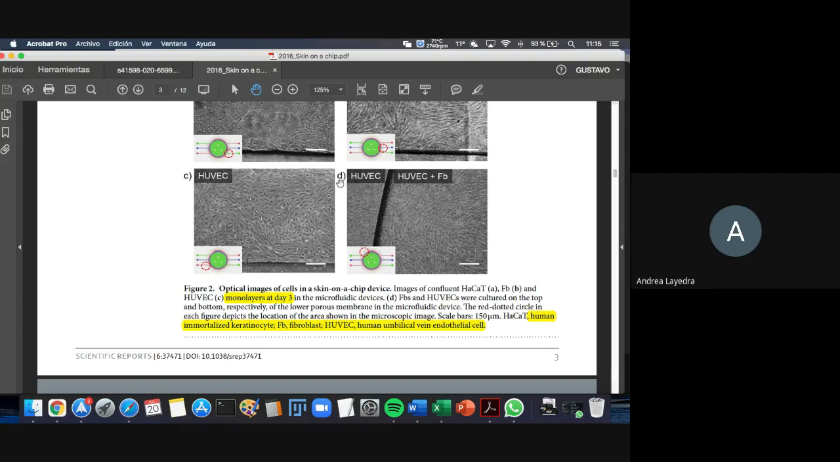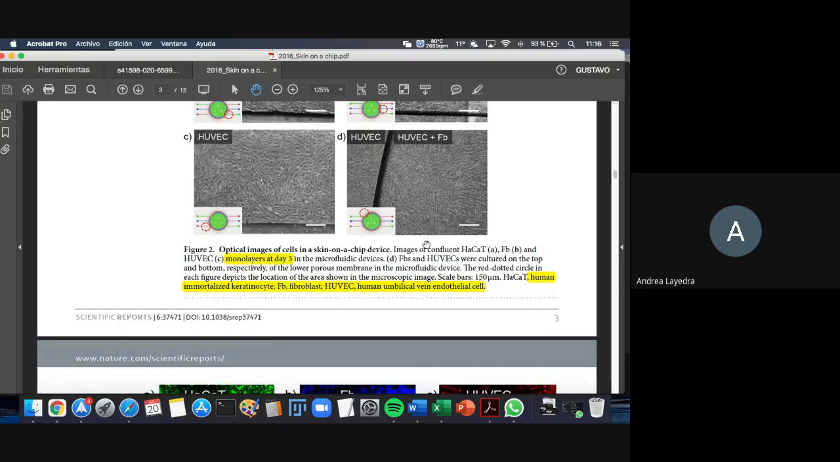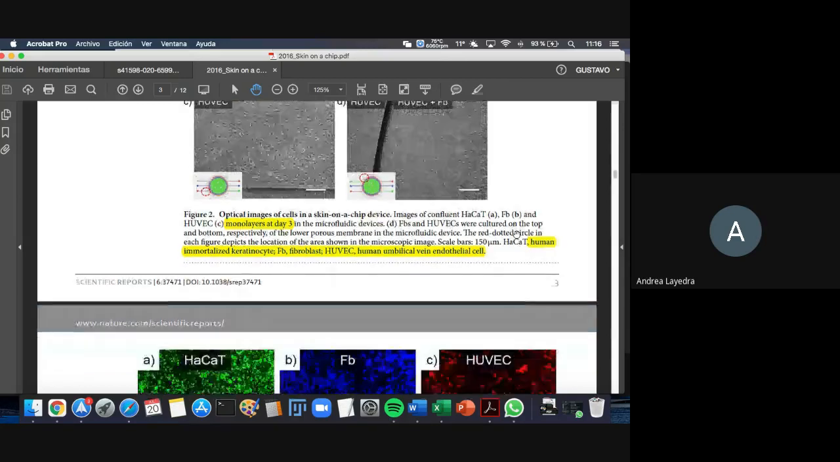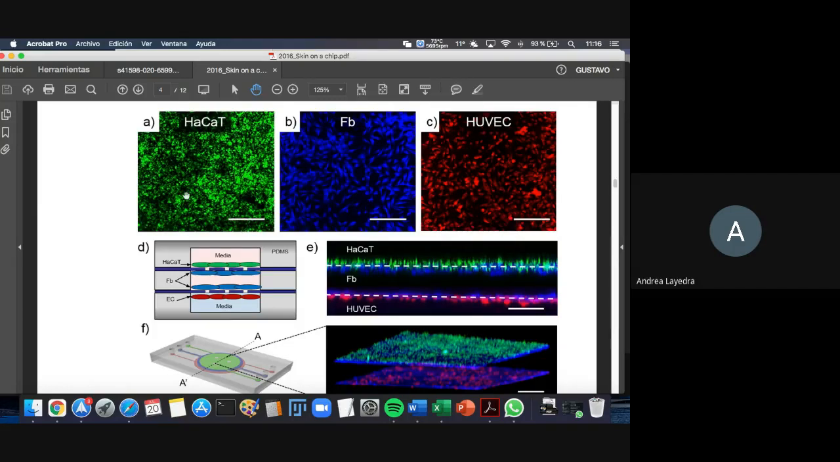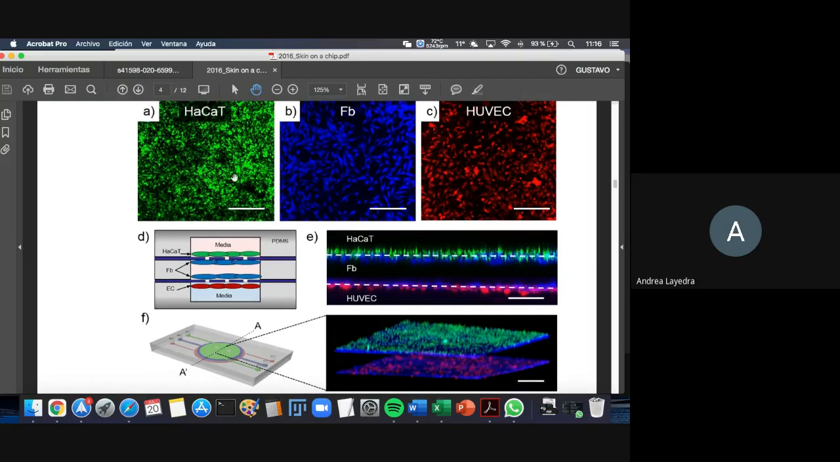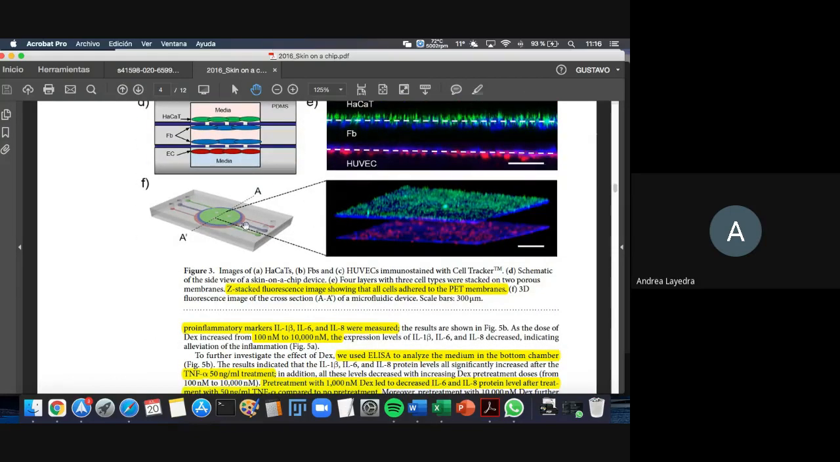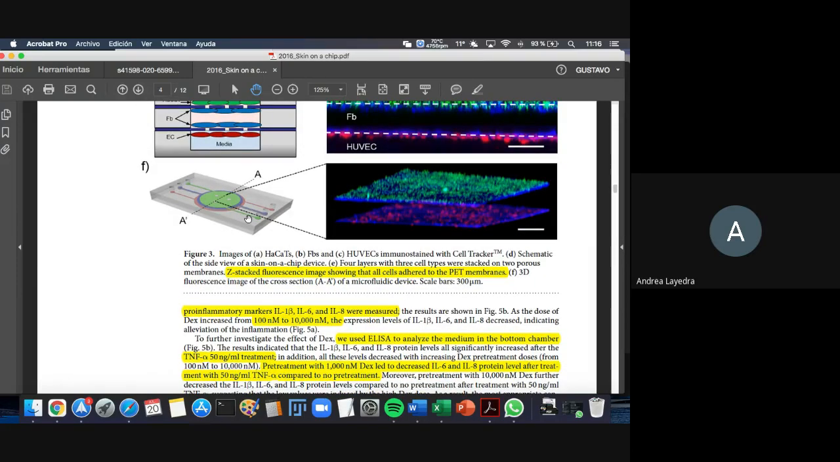And in the last picture, you can see both cell lines grow, and in 3 days they formed a monolayer. Also, they stained these cells with different cell trackers so that we can differentiate between them. You can see here a z-stack of the fluorescence image, showing that the cells are adhered to the PET membranes.